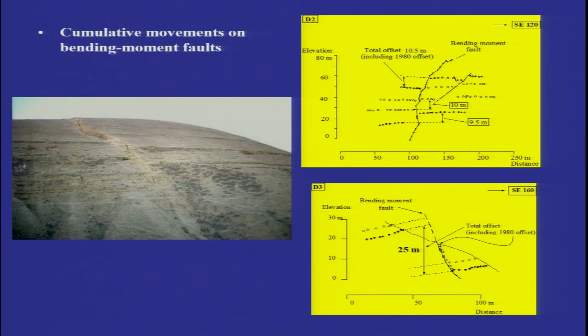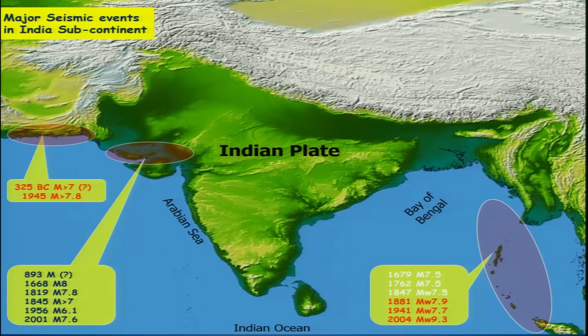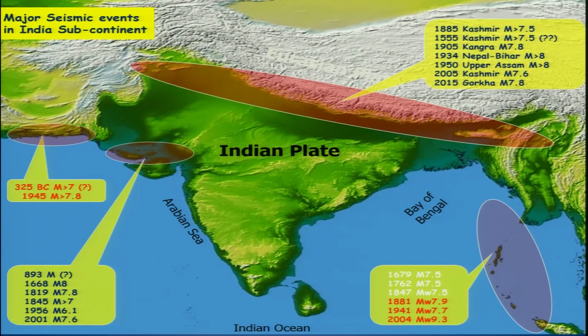So this is another example of the cumulative movement, that is an offset which they were able to pick up along one of the fault traces in different segments, which shows the right lateral strike slip movement. Now coming to the Indian part, we have the most active region which is sitting in this zone. There is a northern portion, and that marks the plate boundary between the Indian plate and the Eurasian plate.